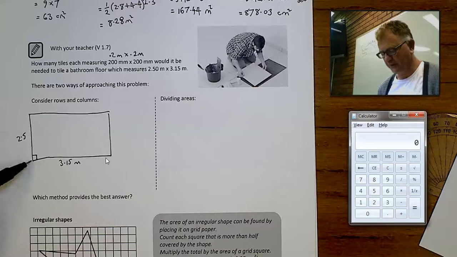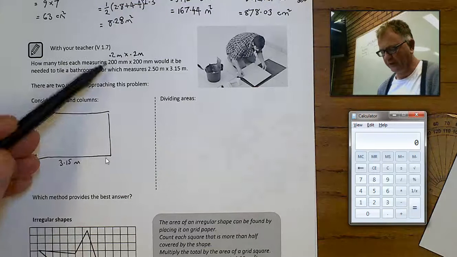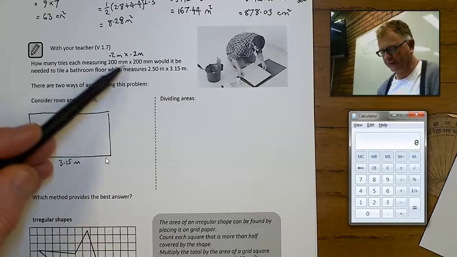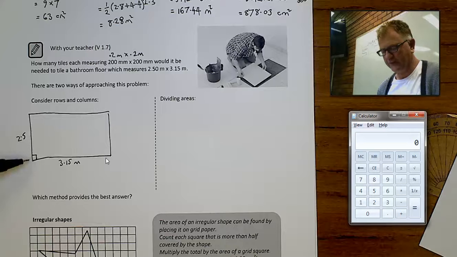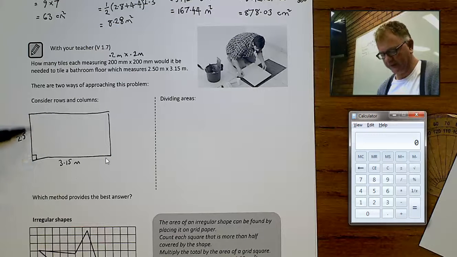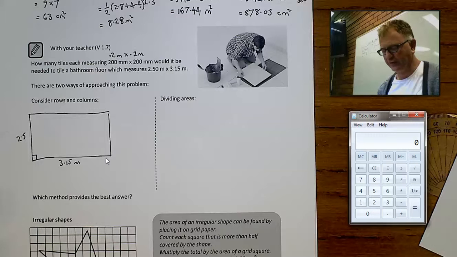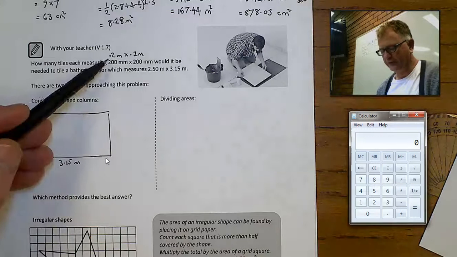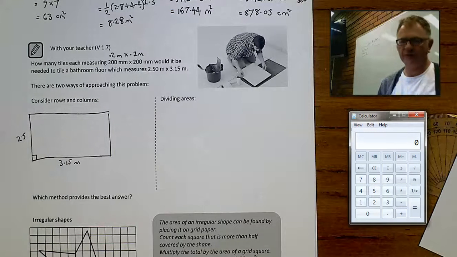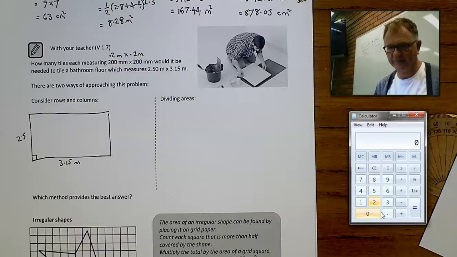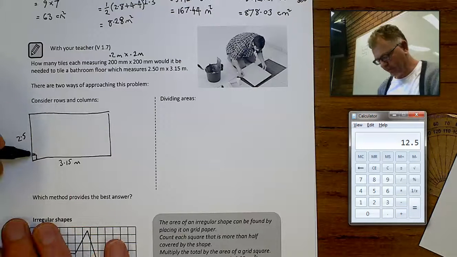So if I want to know how many rows of tiles, I need to know how many times does the tile divide into 2.5 metres. How many tiles can you fit down here and form rows of tiles in our room? So I want to divide 0.2 into 2.5 and that'll tell me how many rows of tiles that I need. So 2.5, how many 0.2s? I get 12.5. So in other words, you could fit 12.5 rows of tiles in your room here.